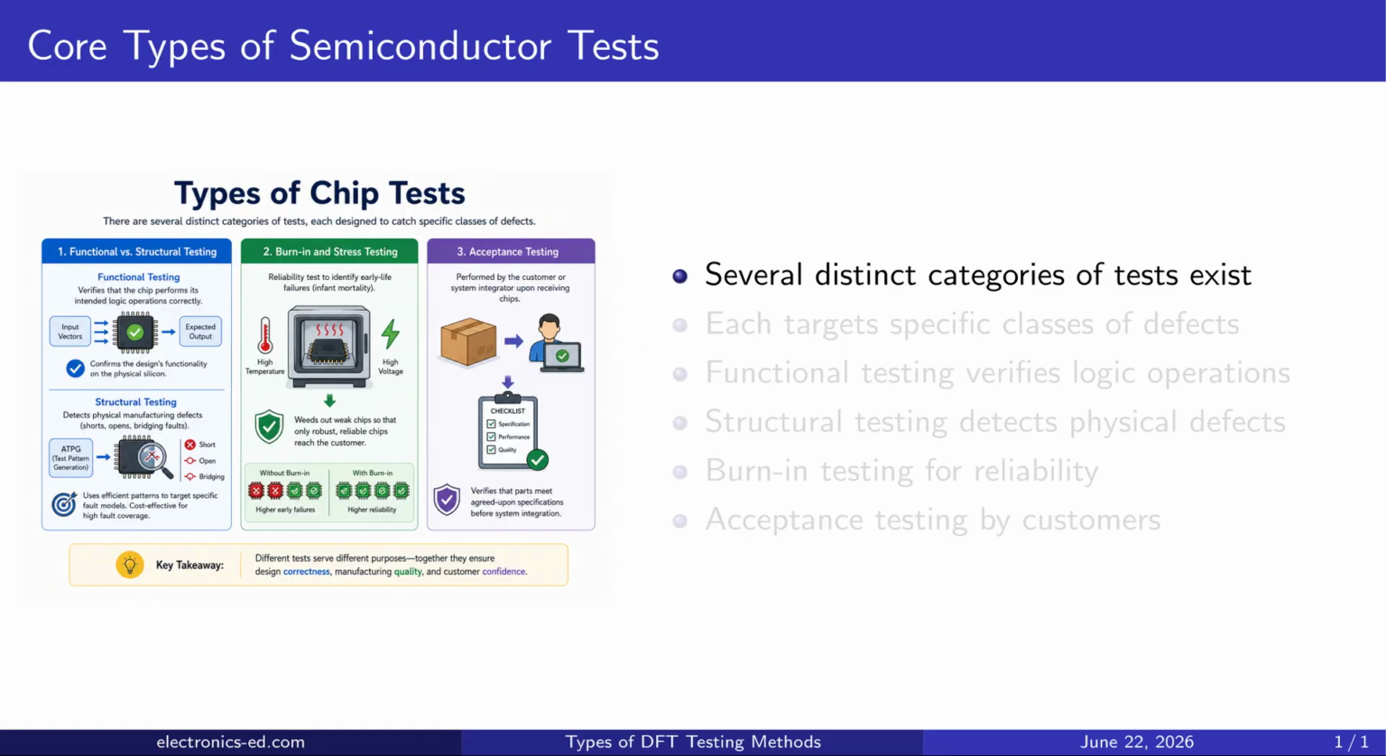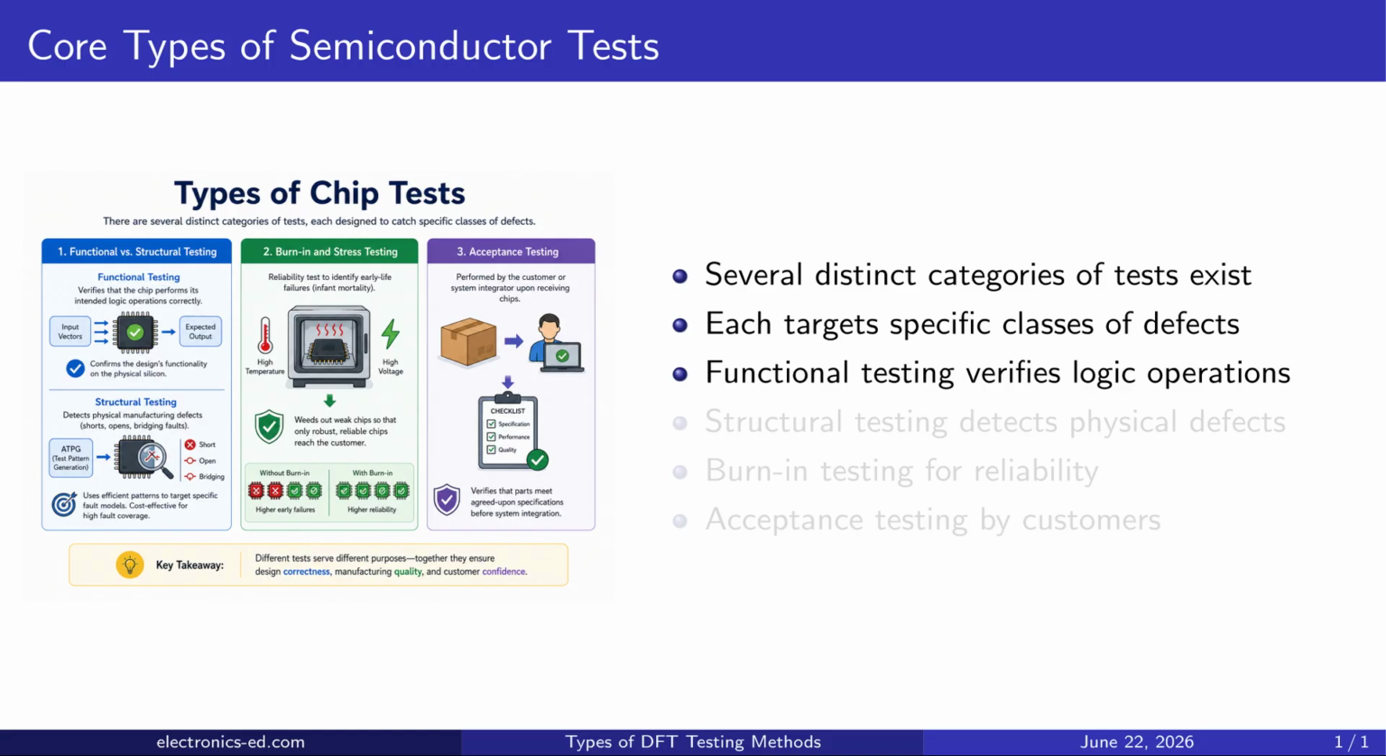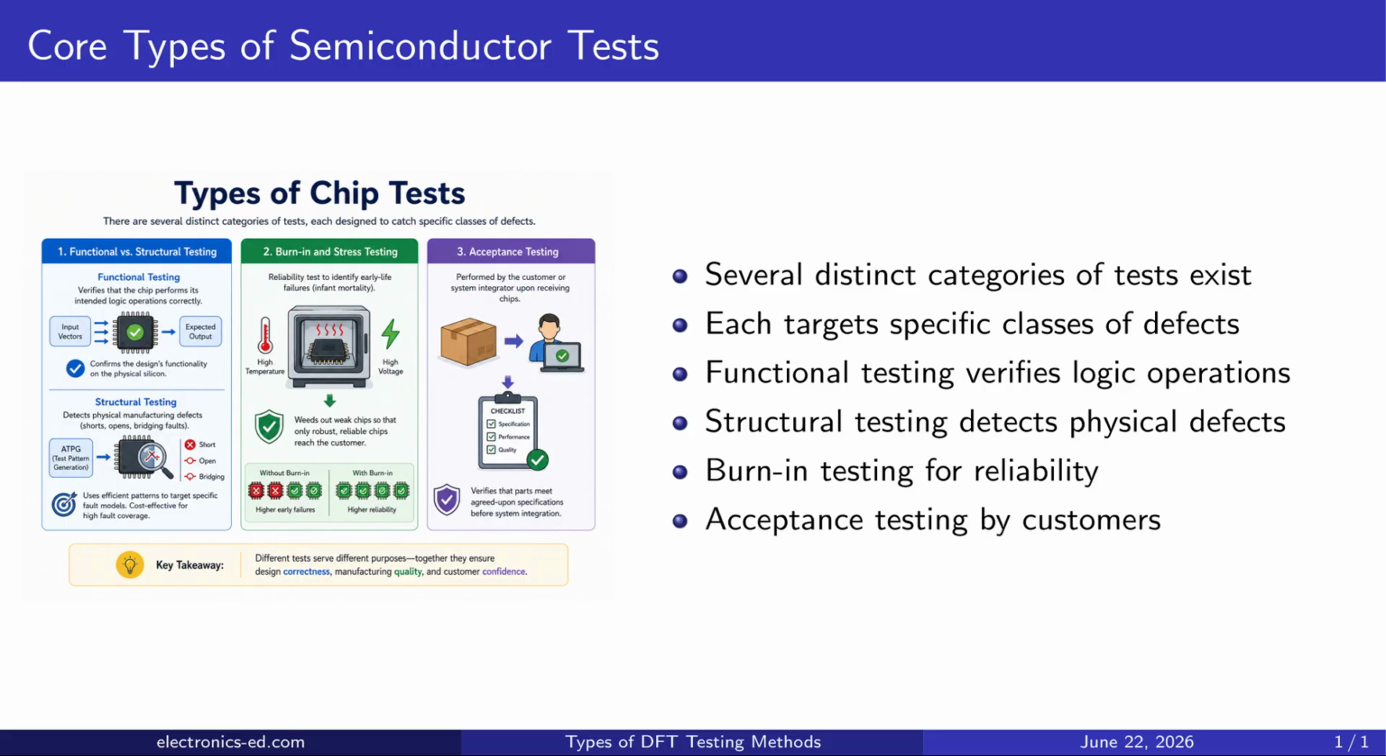There are several distinct categories of semiconductor tests. Each category targets specific classes of defects. Functional testing verifies that the chip performs its intended logic operations. Structural testing detects physical defects like shorts and opens. Burn-in testing is used to assess reliability under stress. And acceptance testing is performed by customers upon receiving the chips.